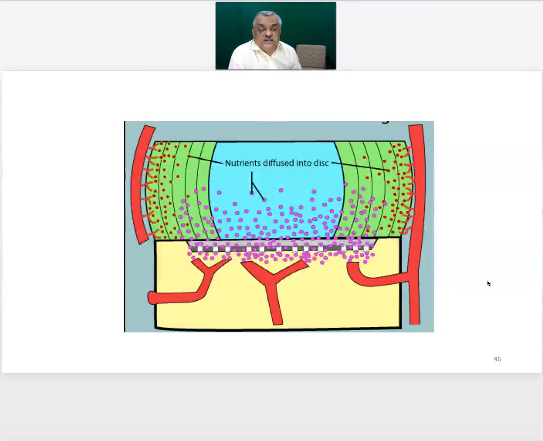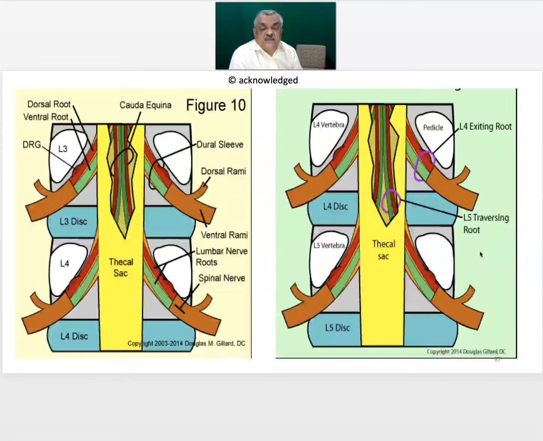The nutrients are diffused into the disc through the end plates, and there could be a vascular supply only to the outer third. The main nutrient supply comes from the end plate and the sub-end plate area, where the vessels, that is the nutrient artery of the vertebral body, are also giving this supply.